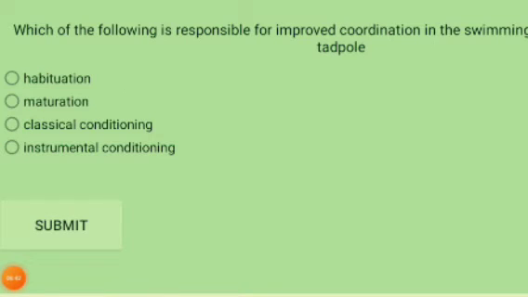Which of the following is responsible for improved coordination in the swimming movements of a frog tadpole? Option A, habituation, B, maturation, C, classical conditioning, D, instrumental conditioning. So option B is correct, maturation.